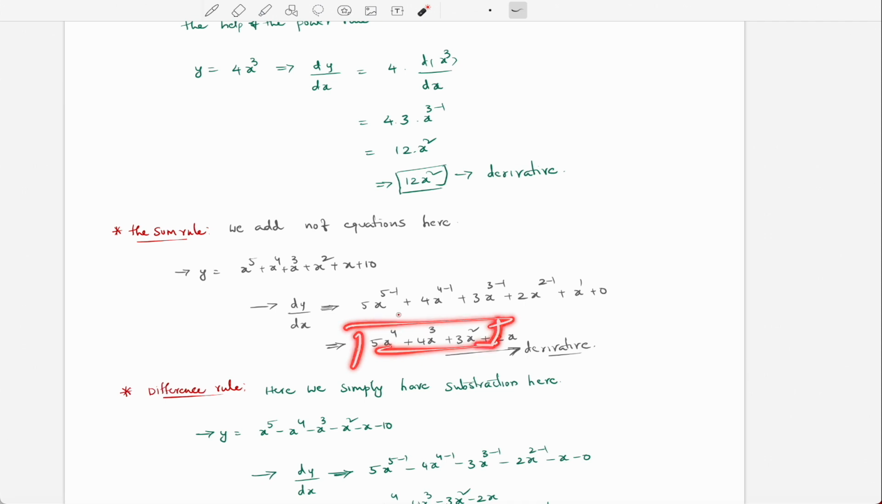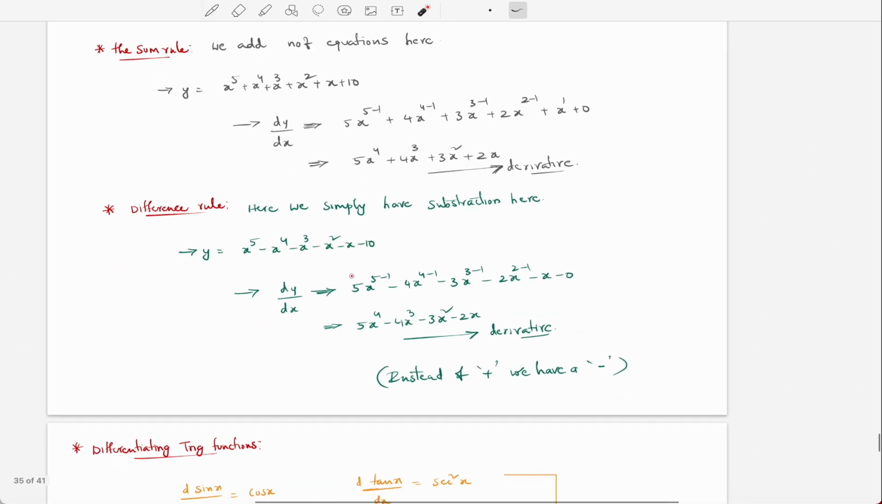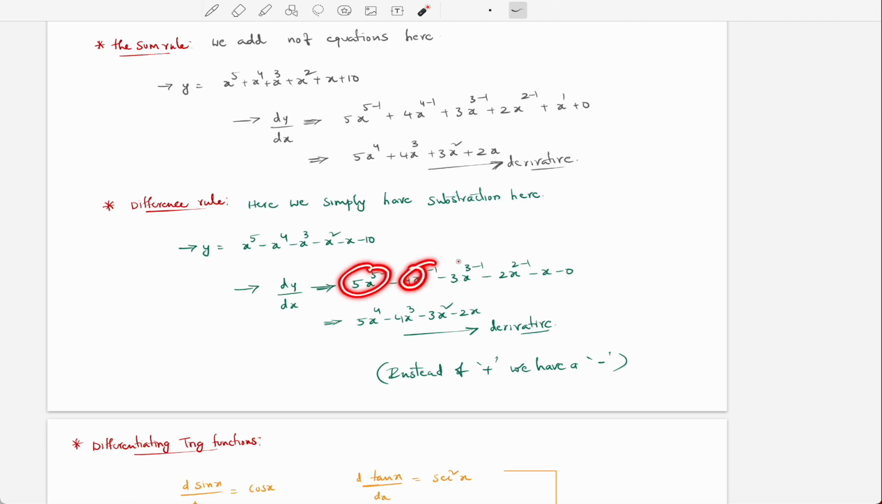Okay, so what is the difference rule? We have discussed the sum rule, right? So then what is the difference rule? It's just similar to the sum rule, but we have a subtraction over here. So we have the same equation here, but we use this subtraction. We find the derivative using the power rule here, and this is our derivative. Instead of plus we take minus, that's it.